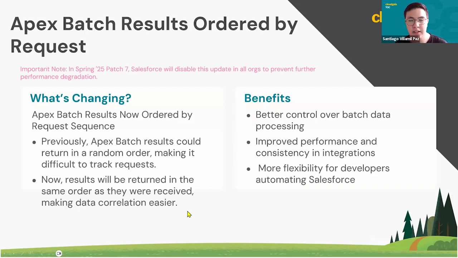Now the results are going to be returned in the same order as they were received by the process. So there's going to be a correlation between the data, the error, and the process. We're going to see an example after this, but there are a lot of benefits. First, improved performance and consistency in integrations. Secondly, more flexibility for developers in automating Salesforce, and also better control over batch data processing. You're going to see the errors in the logs where they appear, correlated with the process.